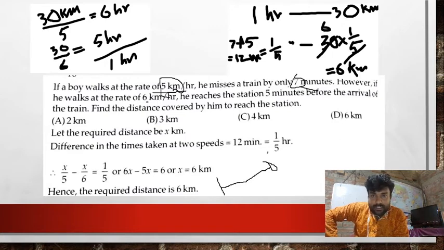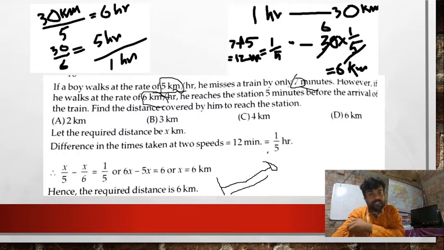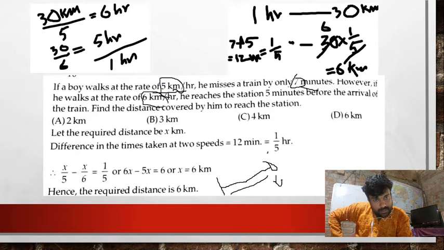However, if he walks at the speed of 6 kilometer per hour, he goes the same distance. Now he reaches the station 5 minutes before the arrival of the train. So first of all, we try to understand what the difference is. We go with the difference. Here the time gap is 7 minutes and 5 minutes.